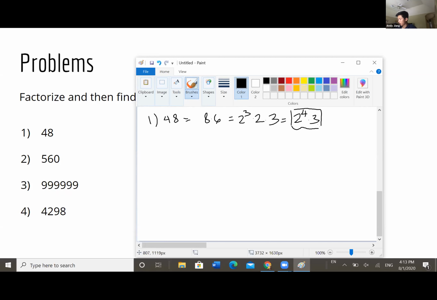So this is the prime factorization. And then find the number of factors. So all I do is add 1 to this exponent, add 1 to this exponent. And notice that I wrote a 1 here because 3 to the first is just 3. There's an invisible 1 there. So if I add 1 to 4, I get 5. Add 1 to 1, I get 2. So I multiply those together and I get 10.